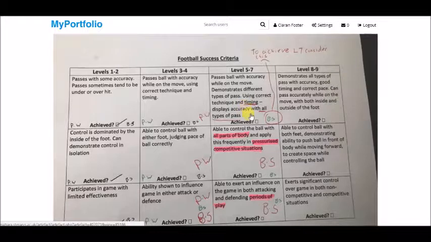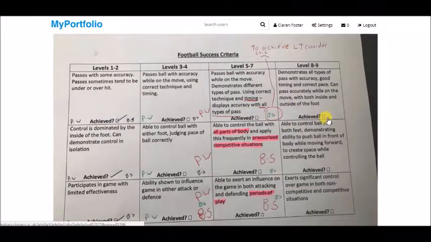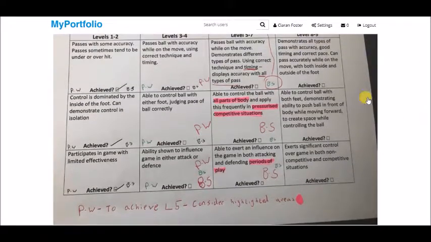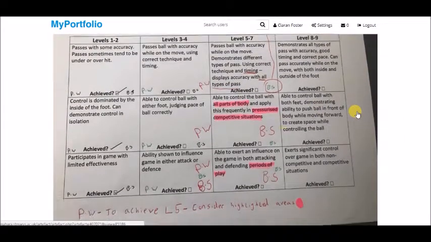using correct technique and timings and displays of the ball. So I gave them that initial feedback, so they had a target to work on in their next game or when they went out, because we had a few breaks in play where I enabled them to see if we moved that.